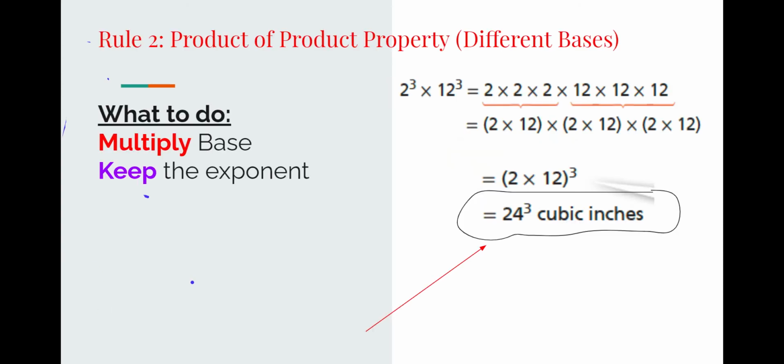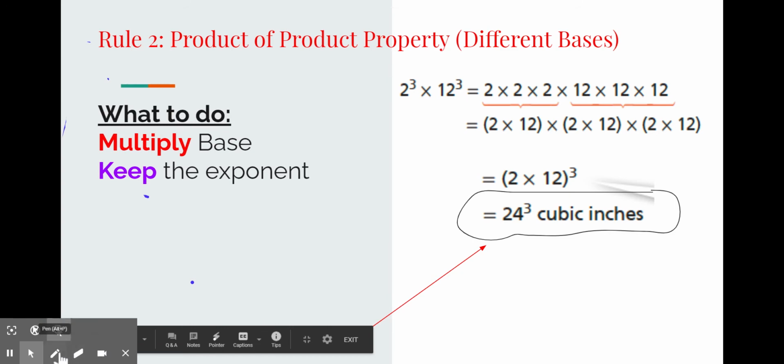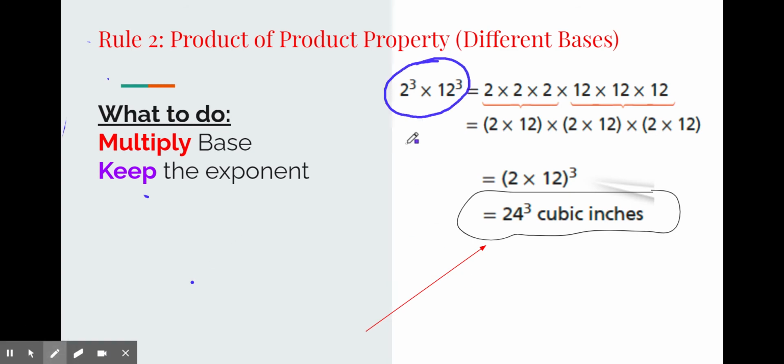All right, rule 2, product property with different bases. Okay, so now again, if this is our problem, we have our different bases, then we could rewrite this as 2 times 2 times 2, 12 times 12 times 12, and we'd have them both 3 times because that's our exponent, which is the same. We could regroup them into 2 times 12, and we'd have 3 sets of those. So 2 times 12 gives us 24, and I have my cubed, okay?